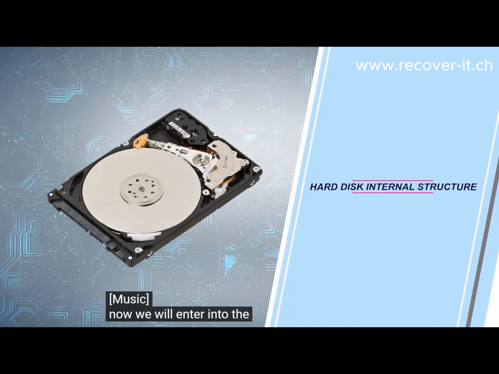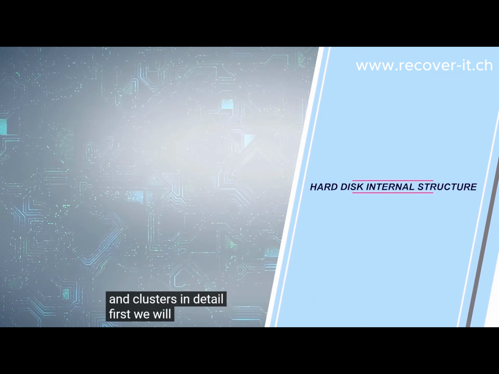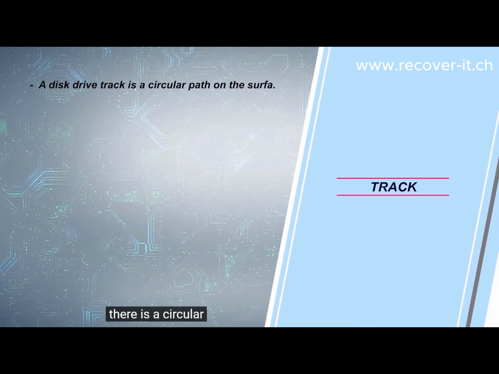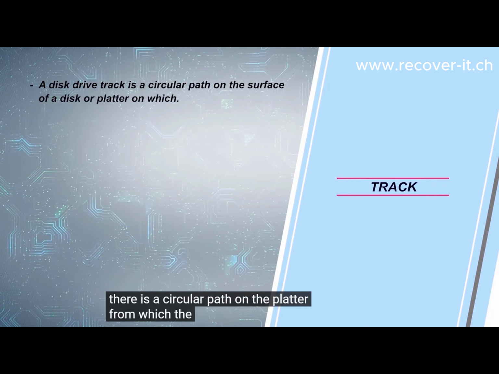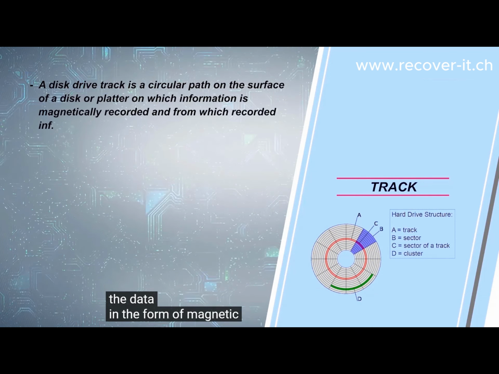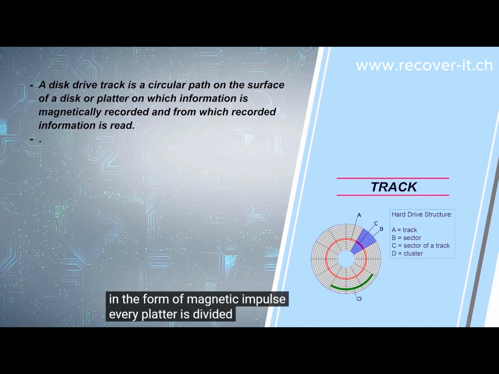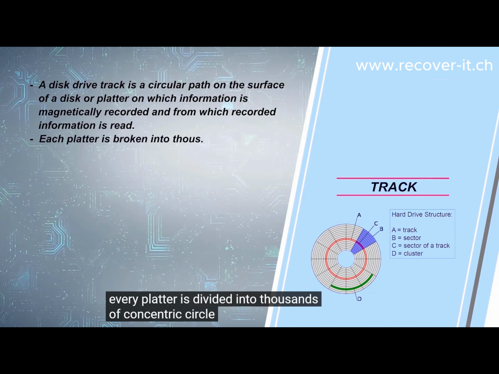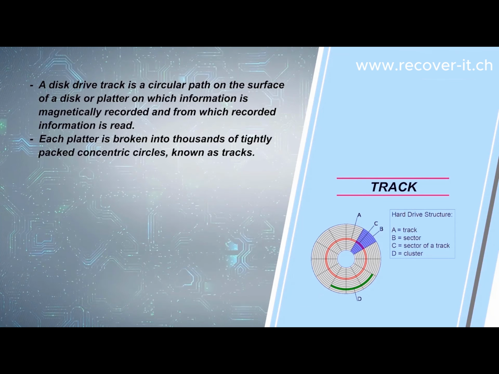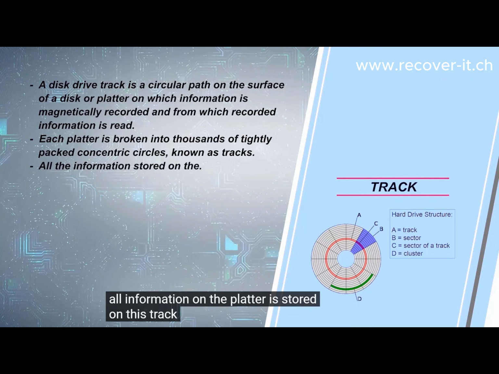Now we will enter into the tracks, sectors and clusters in detail. First we will discuss about the track. There is a circular path on the platter, from which the head can read and write the data, in the form of magnetic impulse. Every platter is divided into thousands of concentric circles, which is called track. All information on the platter is stored on this track.